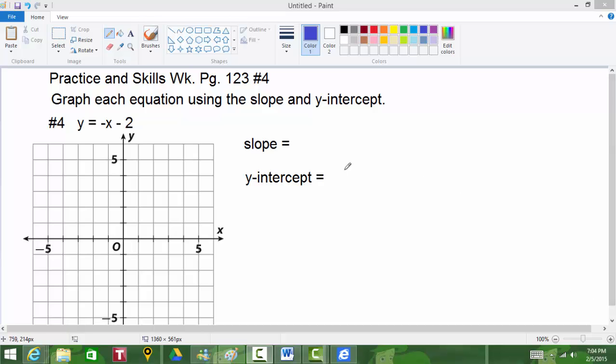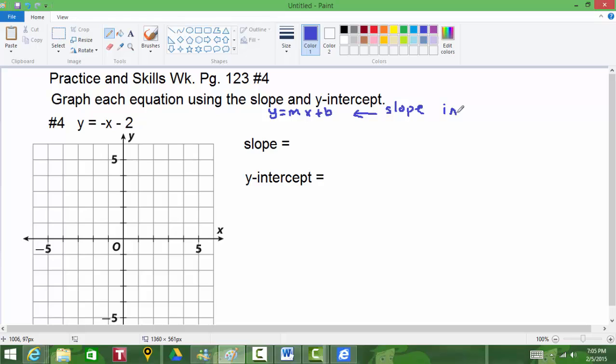So what we're going to do first on this problem is get into proper form. And remember, we're trying to get into the form of y equals mx plus b. That form is called our slope-intercept form. So I'm going to take our equation, line it up right underneath, and write down y equals negative x minus 2.